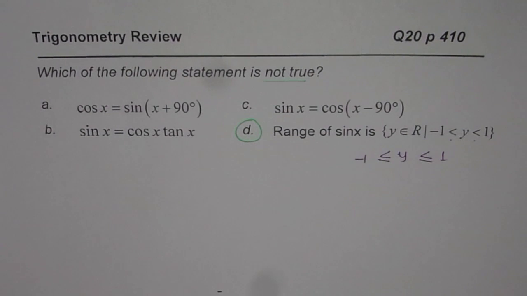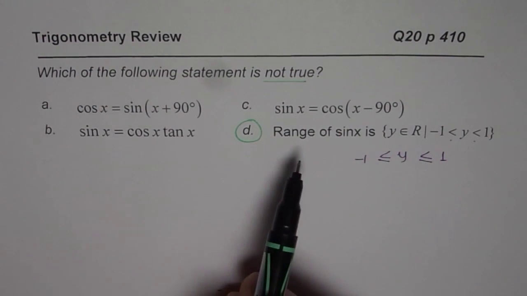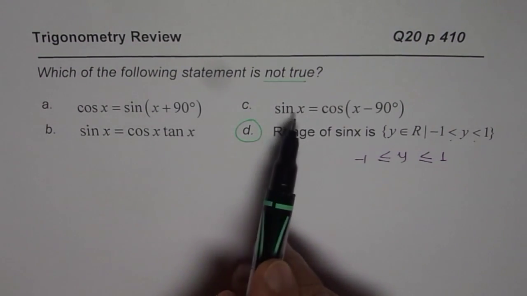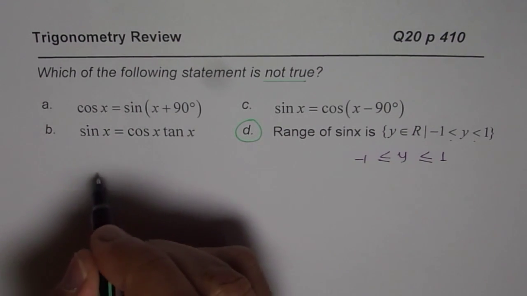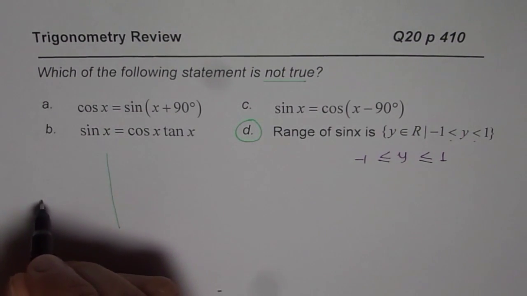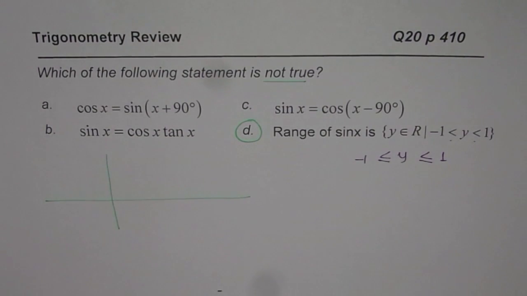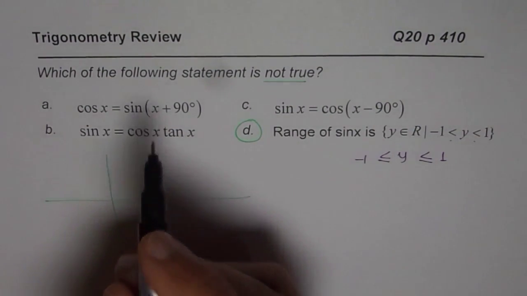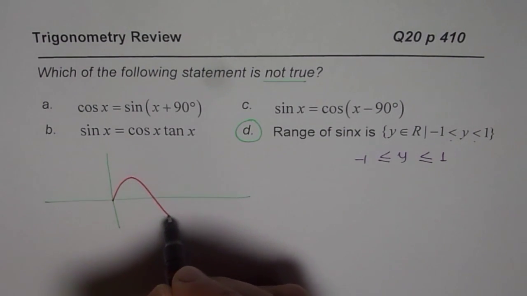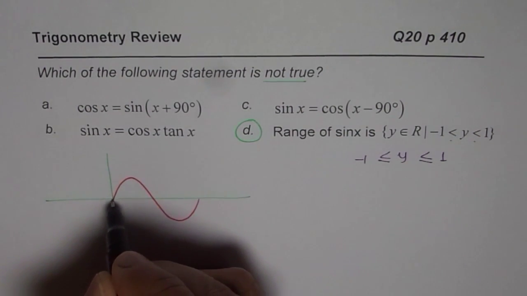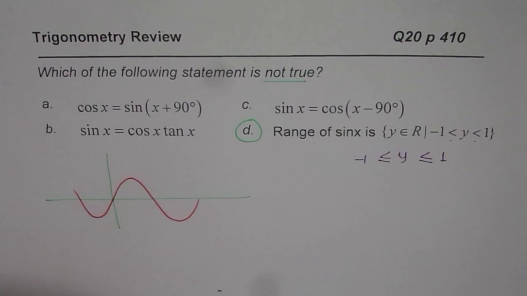Now let's look into the other options. We have cos x and sin x relations in A and C, and we are trying to say that cos x is sin(x + 90 degrees). Now, is that true? That is what you have to figure out, correct? So if I sketch the sin x graph, it is kind of like this. Is it okay? The sin x graph is like this, and it's periodic. It just repeats, correct? Kind of like this.